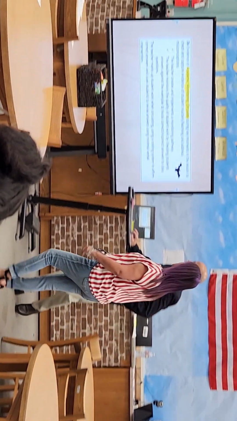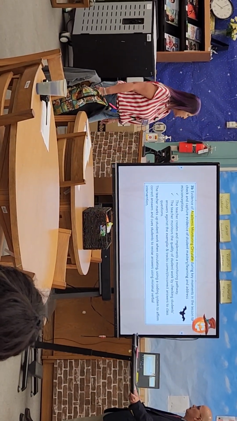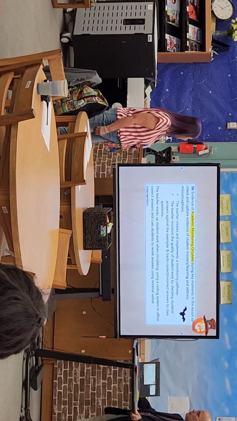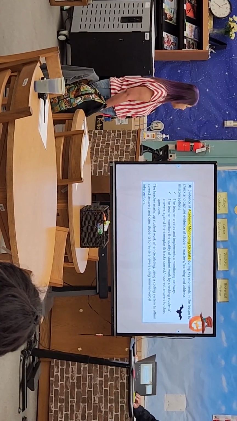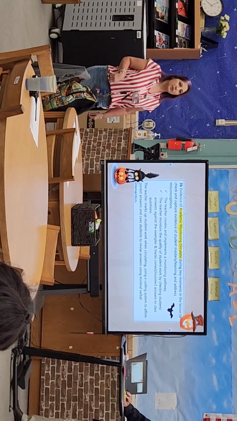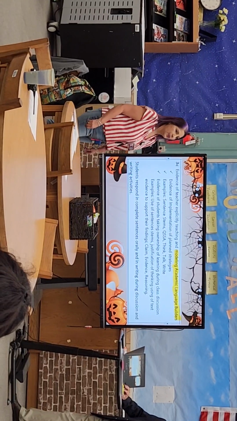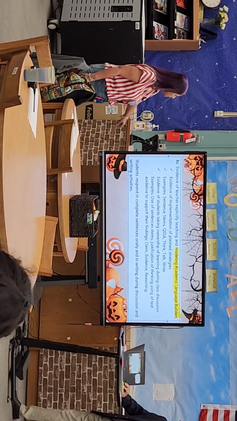Okay, it's nothing. So the teacher marks up student work when circulating, using a coding system to affirm correct answers and cue students to revise answers using minimal verbal intervention. So if they got it correct, I'm going to put a check mark. If it's not correct, you need to go back and add something, I'm going to put a dot on your paper. And so that's the process for that.